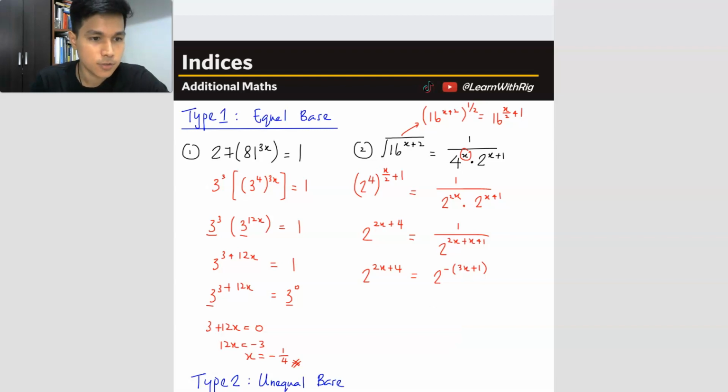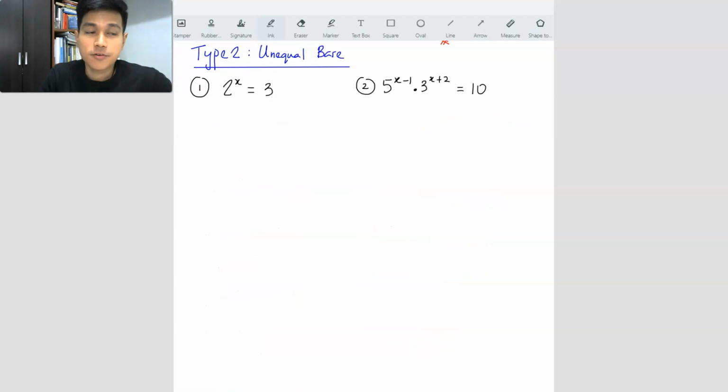Let us continue. Now both have the same base, so you can just equate the two indices. So you get 2x plus 4 equals negative 3x minus 1. We rearrange this, you get 2x plus 3x equals negative 1 minus 4. So you get 5x equals negative 5. x equals negative 1. So you got your answer. We have already done with the first type.